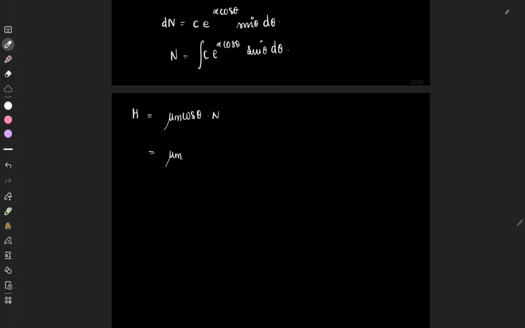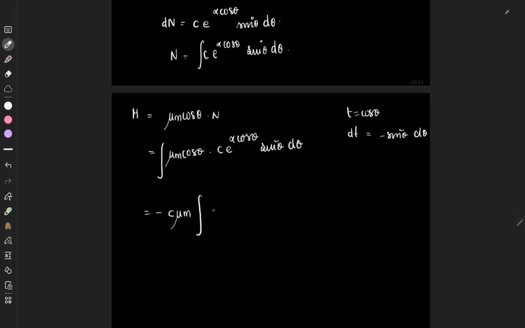So you just have to substitute it. You'll get the integral of C e raised to alpha cos theta sin theta d theta. Now you substitute t equal to cos theta, so dt is equal to minus sin theta d theta. Substituting those values, we get minus C mu_m outside the integral, e raised to alpha t t dt.